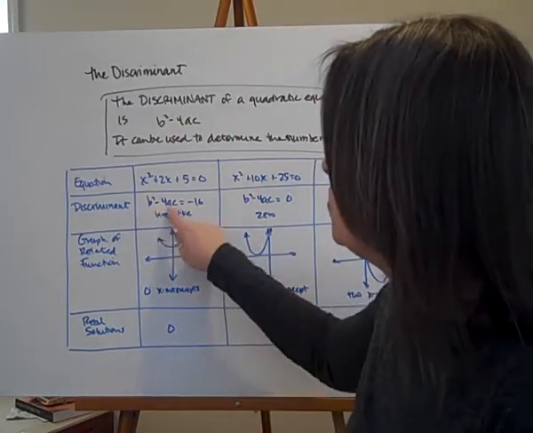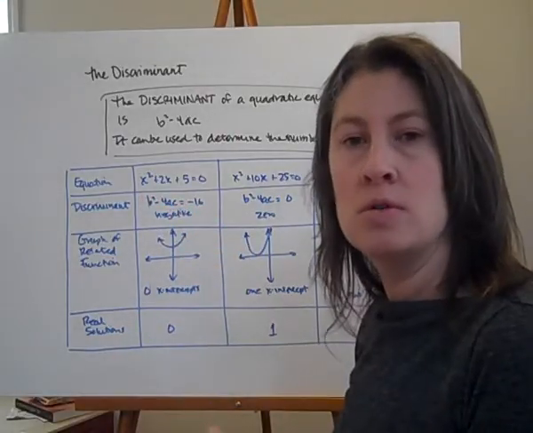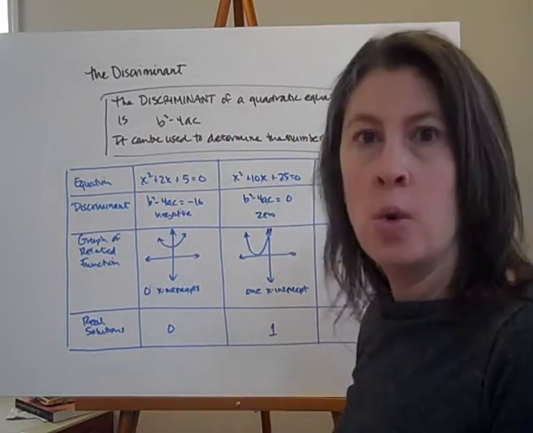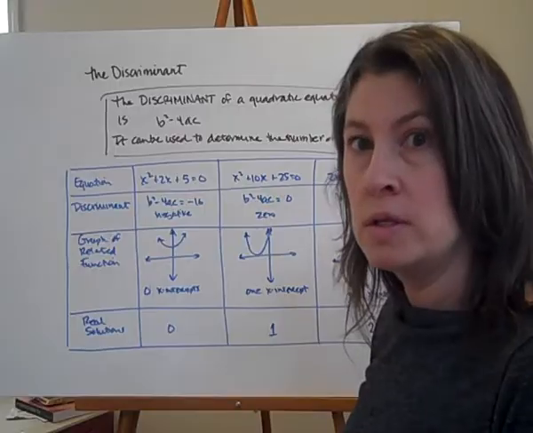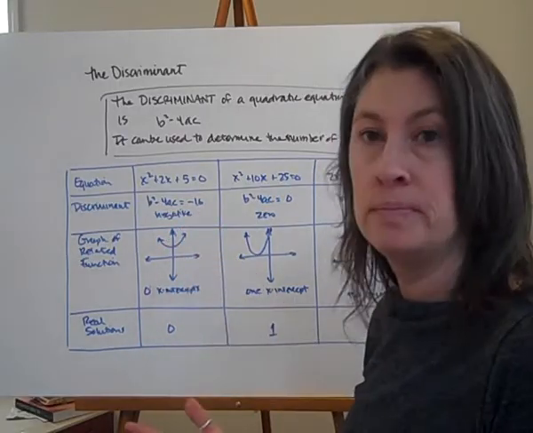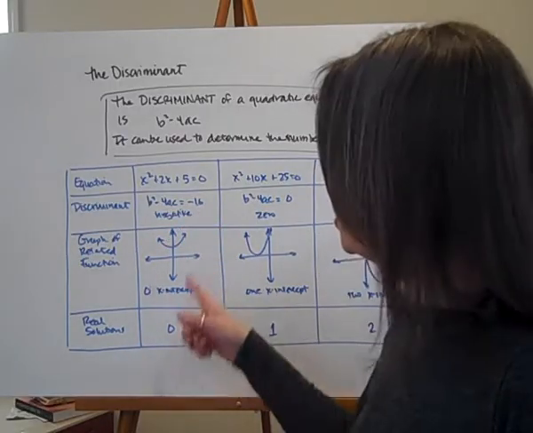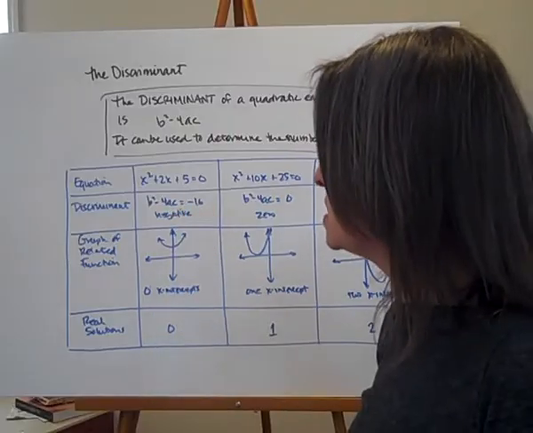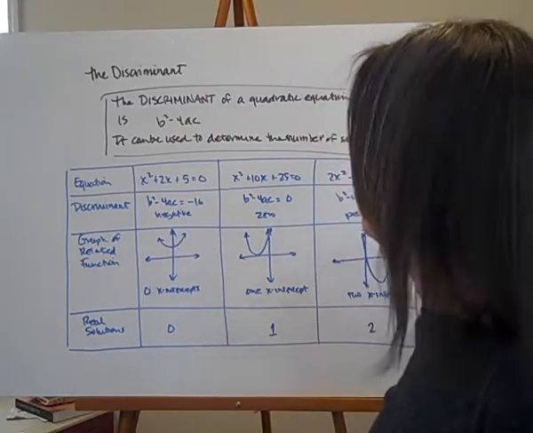And if we think about where this b squared minus 4ac is in the quadratic formula, we need to find its square root. And I don't have a real number square root of a negative, so we're not going to end up having a solution. So no solution. If my discriminant is negative, I have no solutions.